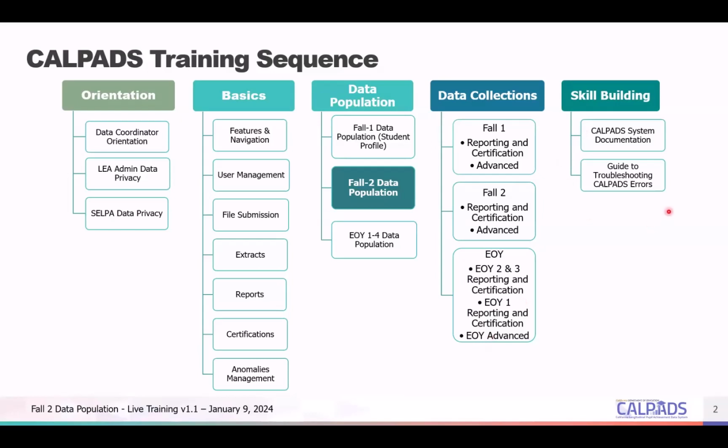Our skill building courses are currently being developed. We do have a couple on the CSIS YouTube training channel with the CalPADS system documentation and the guide to troubleshooting CalPADS errors. Our skill building courses are designed to develop targeted CalPADS competencies and skills, and we will be building out this portion of our course catalog or our training sequence throughout the 2024 calendar year.